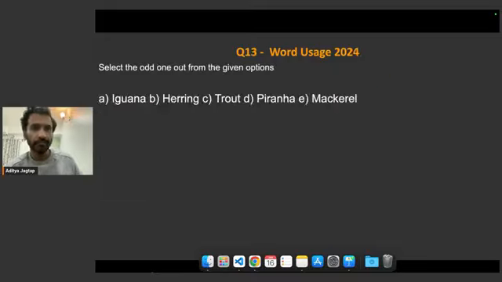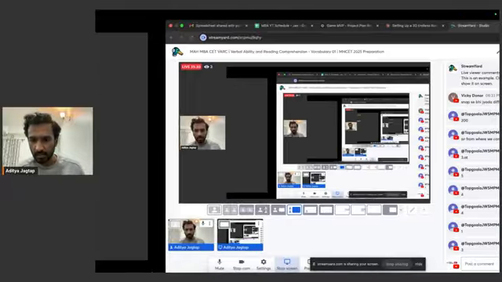Let's see the next one. I find this question tricky. I don't know about all of you. Select the odd one out from the given options. I mean, not this question, but the question type. This is almost a GK question. I don't know if it's exactly verbal or GK, although it's asked in the verbal section. What's the answer here?